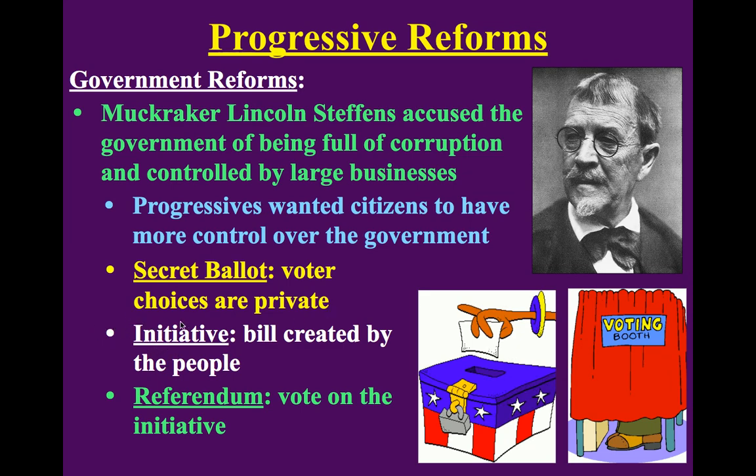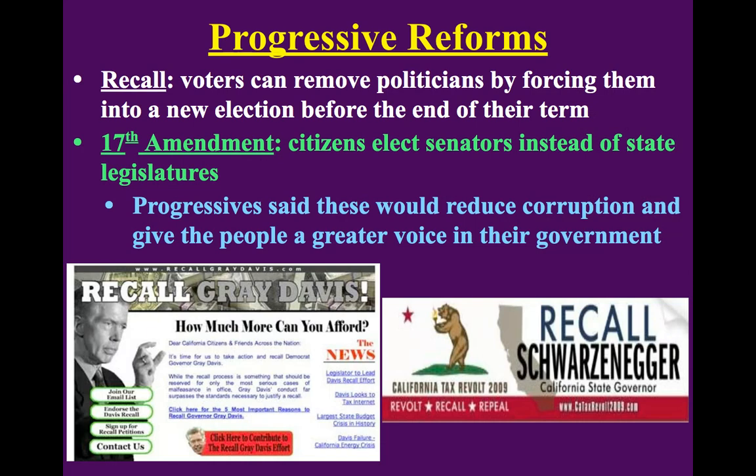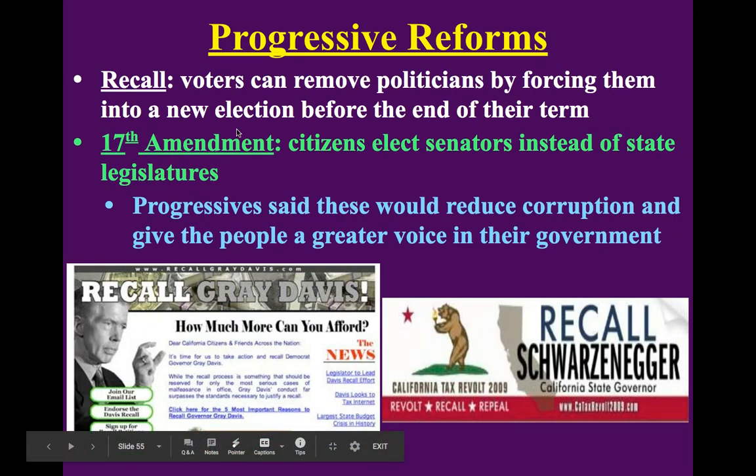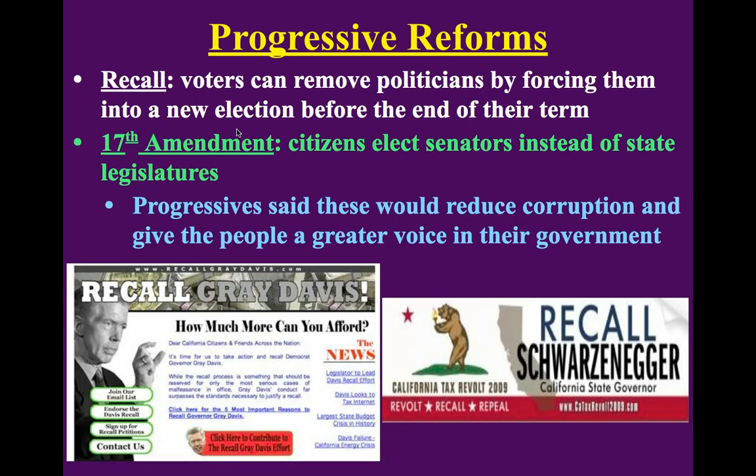They wanted to create the initiative. This is a bill created by the people. So citizens can propose a bill to their government, and this is called an initiative. And a referendum is a vote on the initiative. Okay. A recall. So if you don't like a public official in your area, you can recall them. You can remove politicians by forcing them into a new election before the end of their term.